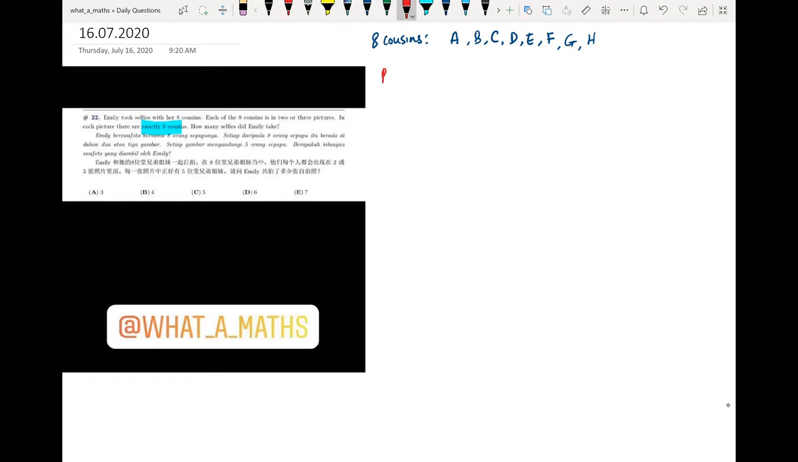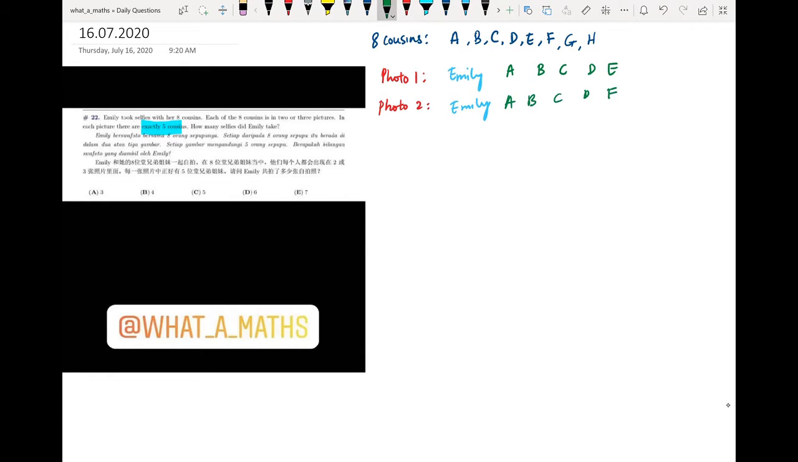So for the first photo, photo number 1, I must have Emily. And now I will have 5 of the cousins. Say for example, 5 of the cousins here are A, B, C, D, and E. So here I have 5 cousins together with Emily taking a photo. Now photo number 2, I still have Emily. And this time the cousins are, let's say for example, A, B, C, D, and F.